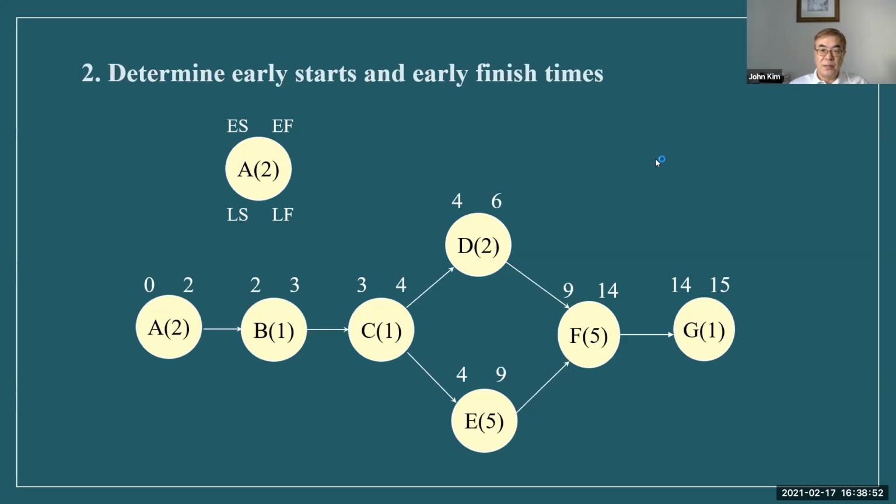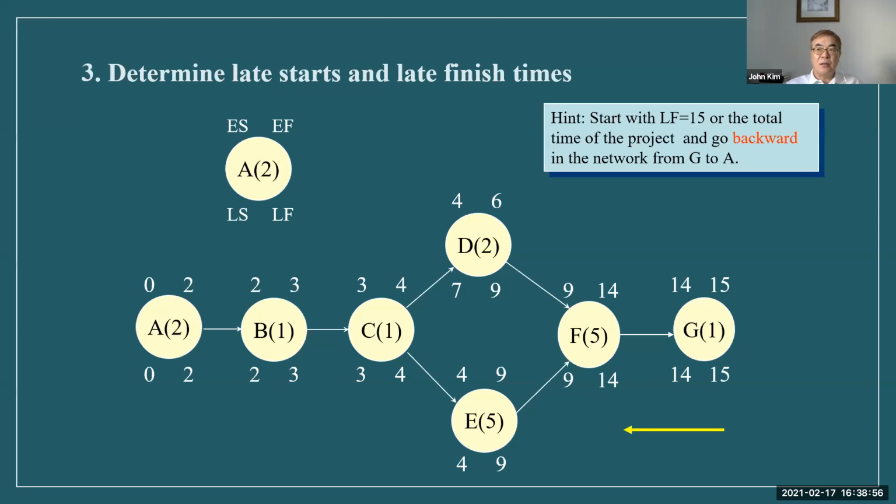Next step, determine late start and late finish times. Hint: start with the last one and go backward. The finish time is now 15, so 15 minus 1 is 14. 14 goes there, 14 minus 5 is 9. 9 goes here and here. Minus 2 is 7, minus 5 is 4. Then go this way. The later one goes here, but backward: 4 and 7. The earlier one goes there. 4, 3, 3, 2, 2, 0.